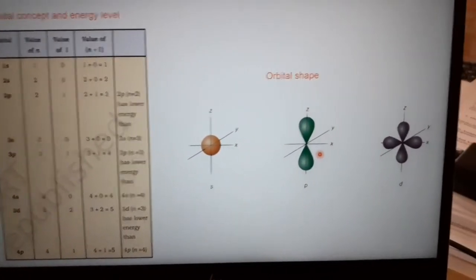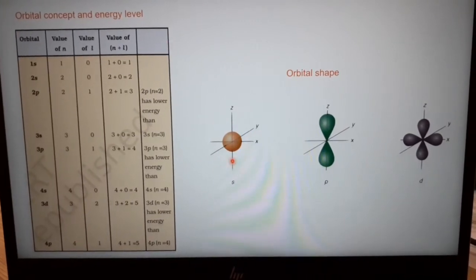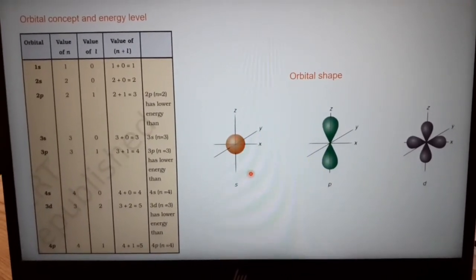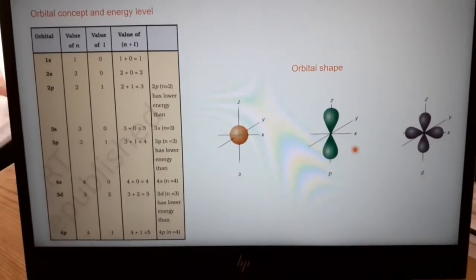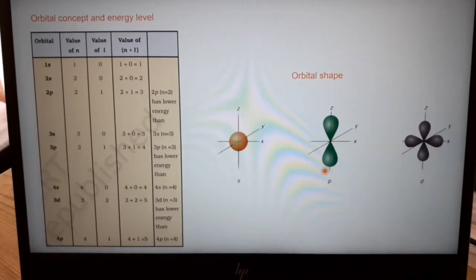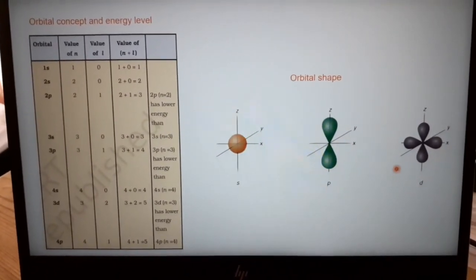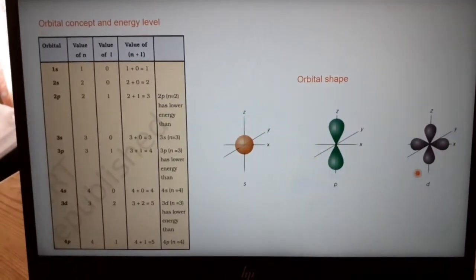Now here I have shown you the orbital shapes. You can see here the 3s orbital has a spherical shape, right? You also need to remember the shape of the p orbital. It is the dumbbell shape. And next you need to remember the 3d orbital, it's a double dumbbell shape, right?